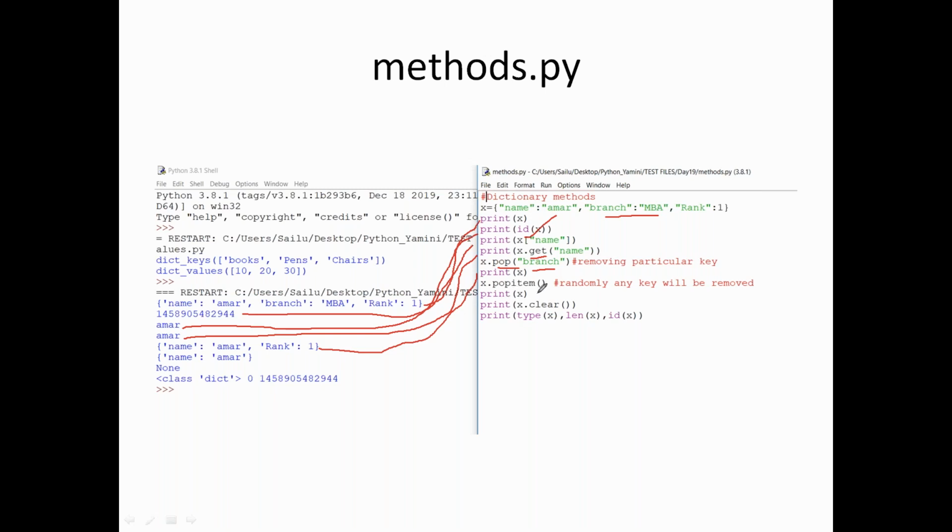If I use pop item, the system is going to randomly remove one item. It can be anything. It can be a name or it can be a rank. So, pop item.